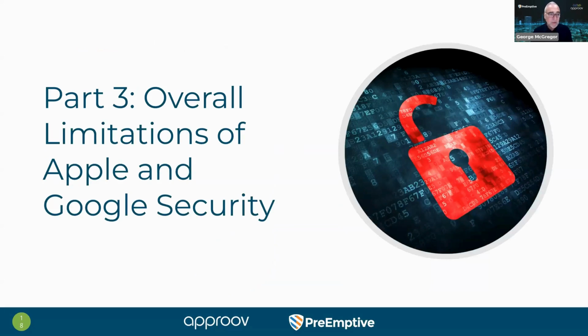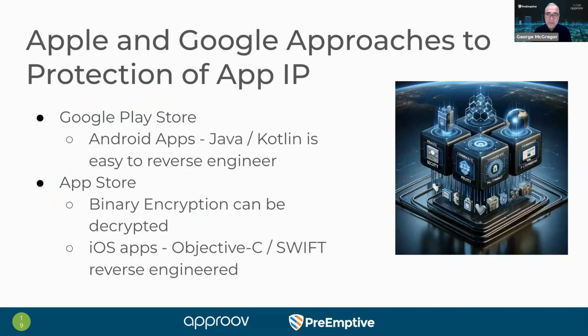So let's talk a little bit about the overall limitations of Apple and Google security as it stands. Even in a perfect world, if we could depend on Apple and Google, and there weren't other platforms and other app stores, there are still some restrictions in the way that they protect applications, and we're going to talk a little bit about that. So first up, John, you're going to talk a little bit about the protection of intellectual property and how both platforms approach that. Yes, thanks, George.